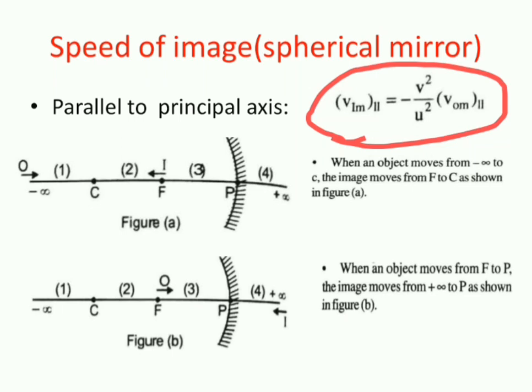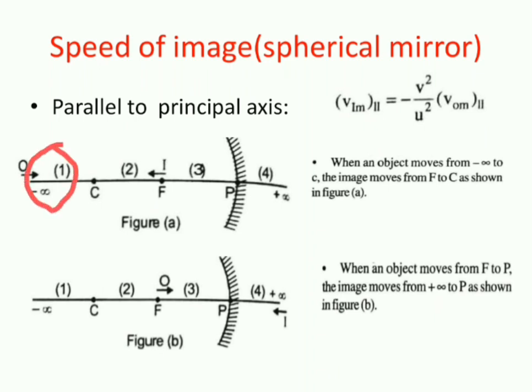So before we understand, look at these two diagrams. They are showing you the object. If object moves from minus infinity to C, this side, image will move from focus towards C. For a concave mirror, if object is moving from minus infinity towards C, image will move from focus towards C. That is 1 and 2 regions. Here also I have represented as region 1, 2, 3 and 4. This is region 1. This is region 2. First let us concentrate on region 1 and 2.